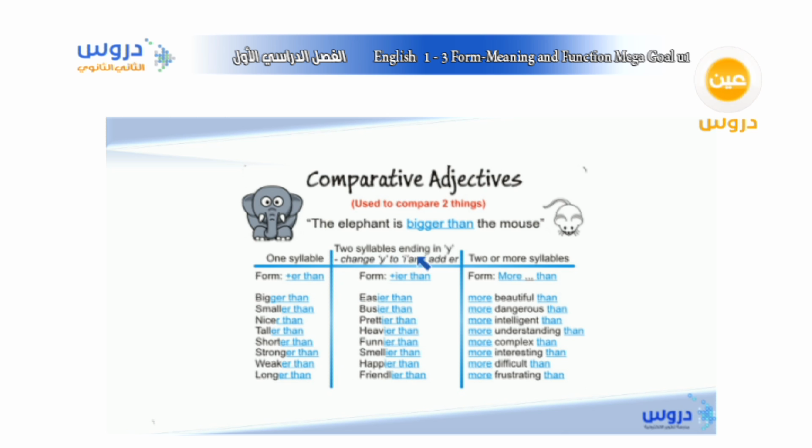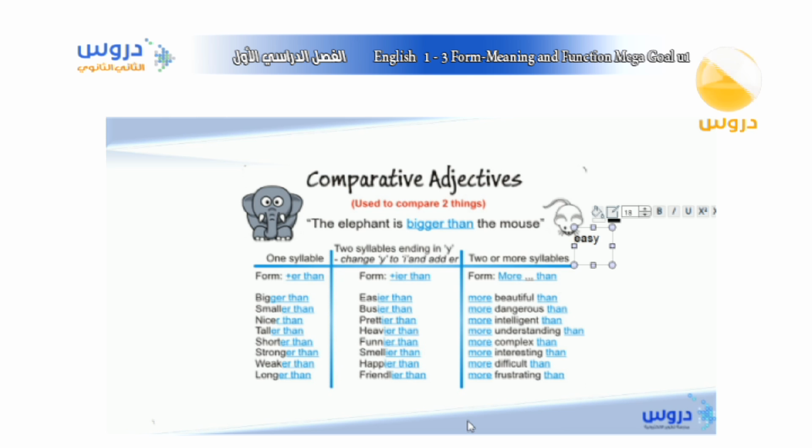Now let's go to syllables ending in Y, or words ending in Y. We change Y to I and add ER. Forms plus IER than. Like easy with Y. I'll write it here. Easy, sorry. Easy.